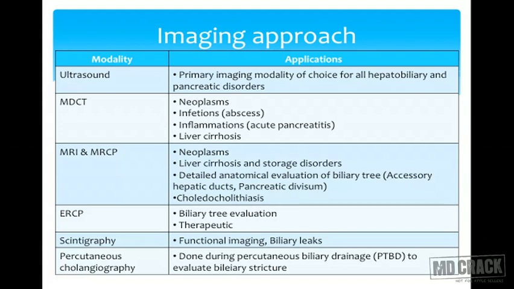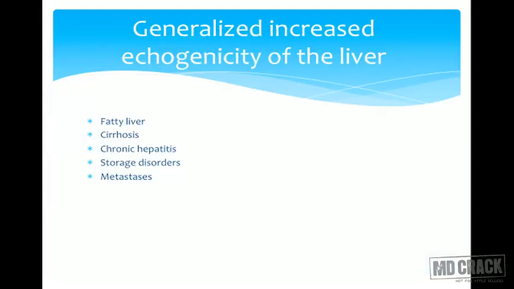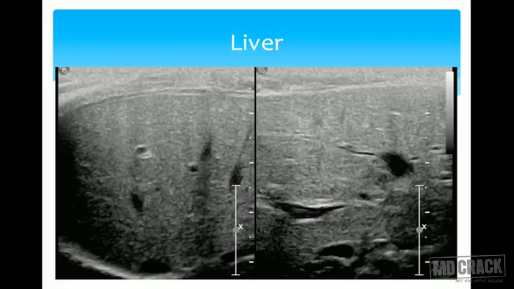So either you want to drain the biliary tree, or you want to stent the area of narrowing, which might be due to cholangiocarcinoma. So what are the generalized causes of generalized increased echogenicity of the liver? Again, you have fatty liver, cirrhosis, chronic hepatitis, storage disorders, and metastasis.